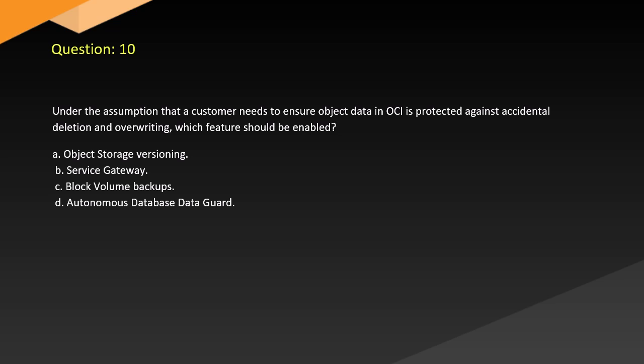Question 10. Under the assumption that the customer needs to ensure object data in OCI is protected against accidental deletion and overwriting, which feature should be enabled? A. Object storage versioning. B. Service gateway. C. Block volume backups. D. Autonomous database Data Guard.